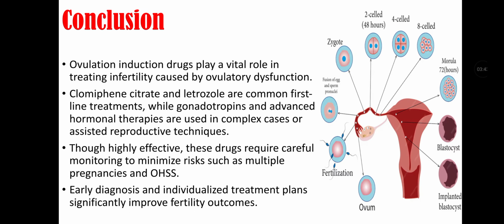Conclusion of this lecture video. Ovulation induction drugs play a vital role in treating infertility caused by ovulatory dysfunction. Clomiphene citrate and letrozole are common first-line treatments, while gonadotrophins are advanced hormonal therapy that are used in complex cases or assisted reproductive techniques. Though highly effective, these drugs require careful monitoring to minimize risks such as multiple pregnancies and OHSS, that is ovarian hyperstimulation syndrome. And early diagnosis and individualized treatment plans significantly improve fertility outcomes.